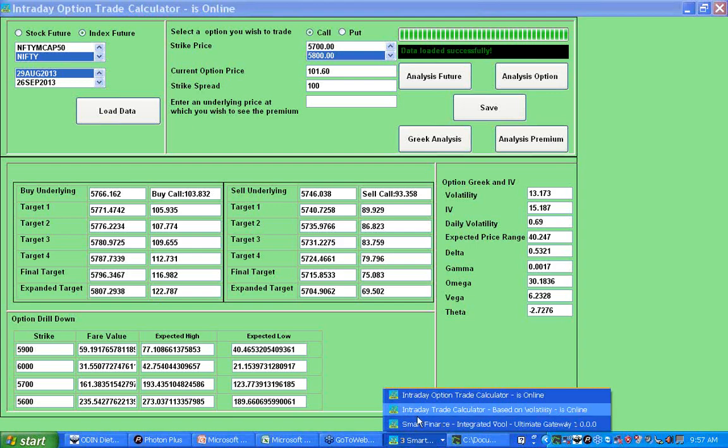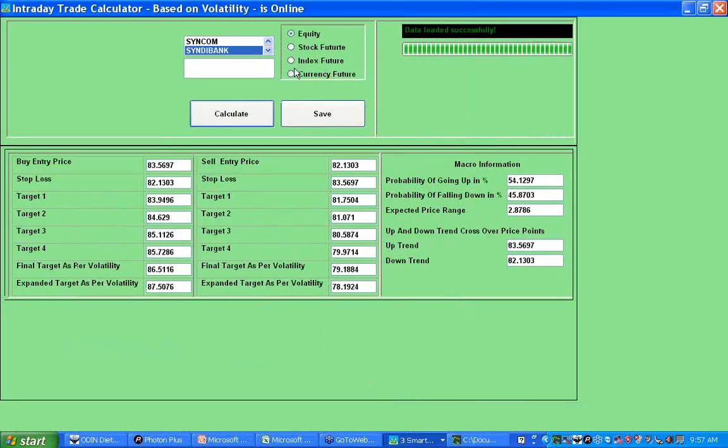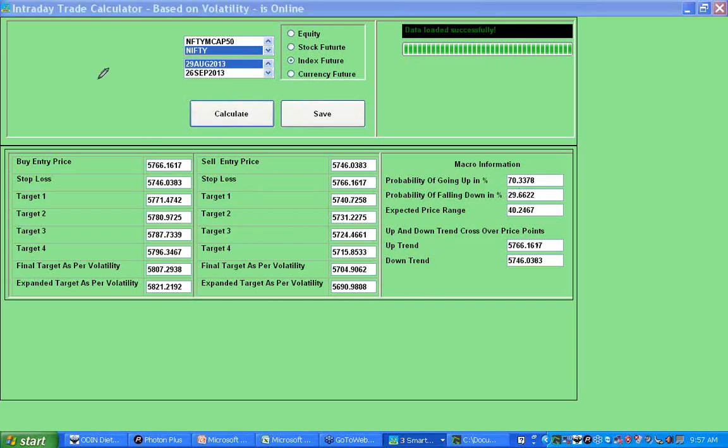Suppose, like our previous example we have taken here, an index future. So for Nifty, suppose we have taken here Nifty 29th August. So let me see what the things are. So this is the point we have bought here, 5866. We had 5766, it has given us a breakout, we have bought it here. 5746 is my stop loss. Nothing wrong with this buying of 5866.